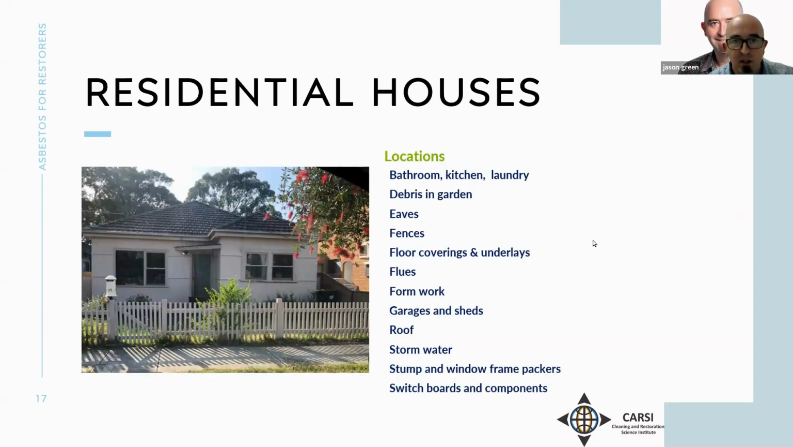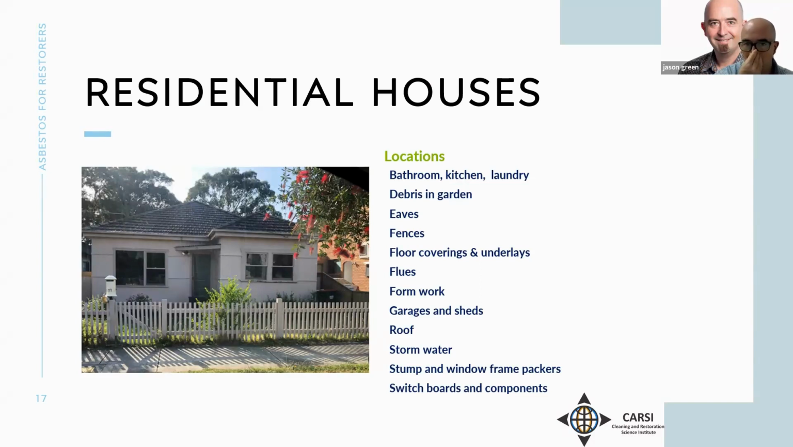Okay, let's have a look at residential houses. There's a lot of asbestos materials that can be found in your older style houses. So here's your typical 1950s fibro shack. You've got your sheeting, you've got your eaves, you've got a lot of different things within these older sort of buildings, within your bathrooms, kitchens.